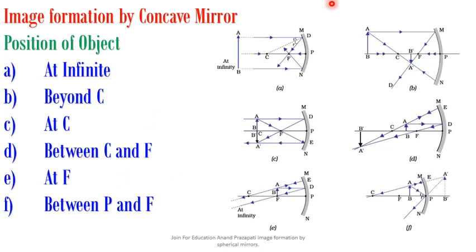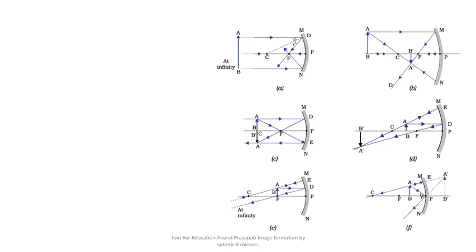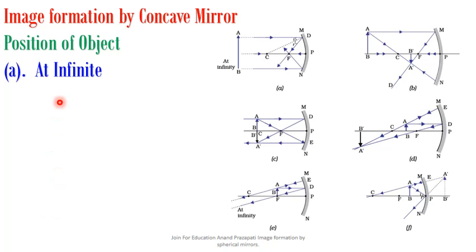Let us discuss each case, and try to know what is the position of the image when the object is at infinity. The position of the image is at F. The nature of the image is inverted and real. The size of the image is shorter than the object, and the image distance will be just equal to the focal length of the concave mirror.